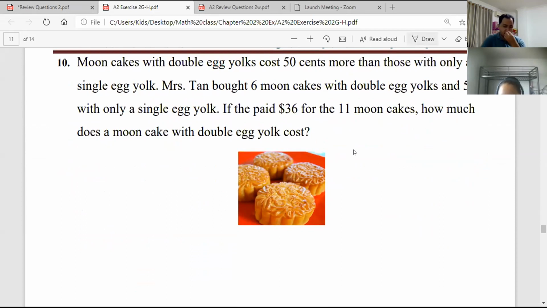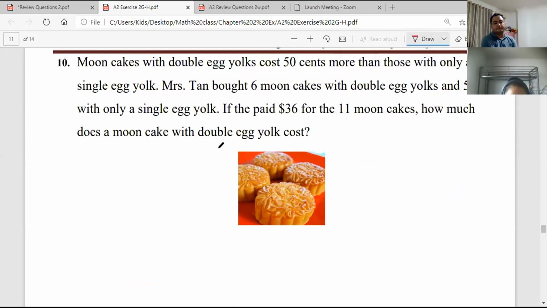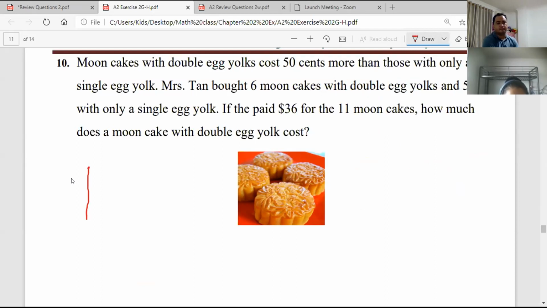So since we are talking about 2 different things, right? Draw a table again. Okay. So this one is egg yolk. Let's just write double and single, right? Let's say it is D and S.